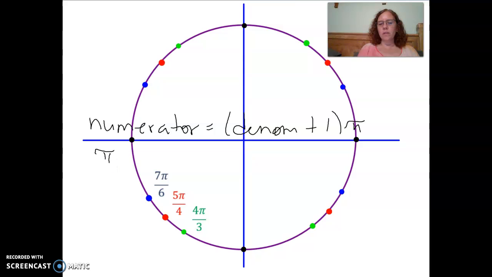Let's do the 60-degree angle this time. So if I'm at 3 pi over 3, that's the black dot right here. And to get to that green dot, I went one more piece, one more pi over 3 from the black dot, giving me 4 pi over 3, because 3 pi over 3 plus 1 more pi over 3 would be 4 pi over 3. So here in the third quadrant, the numerator is always equal to the denominator plus 1.